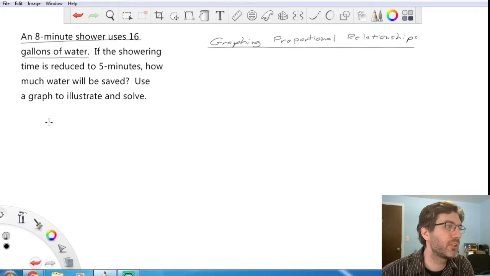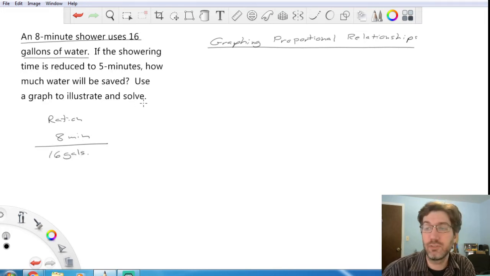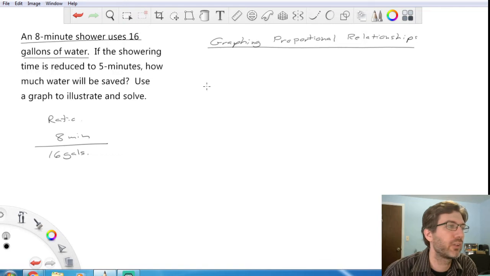So you have your ratio of 8 minutes to 16 gallons. And hopefully that's pretty easy to pick out by now. You've been doing that for the last couple weeks. Before you graph things, and this is going to be true when you graph most things, you're going to organize your data into a table.